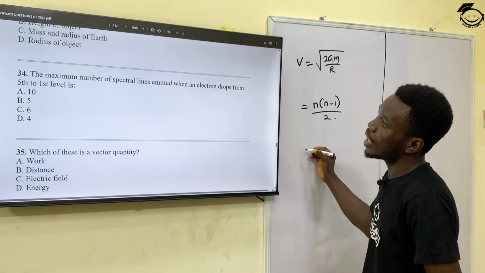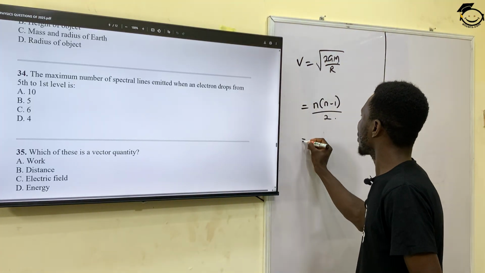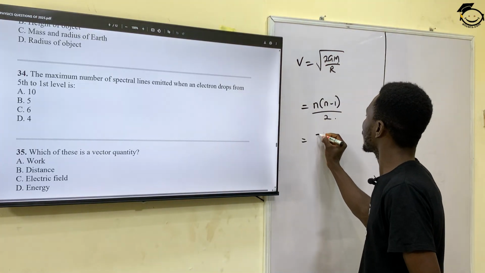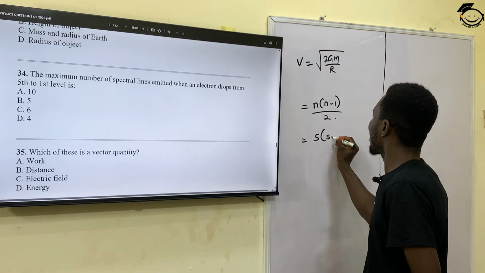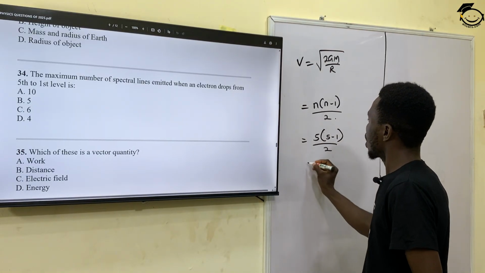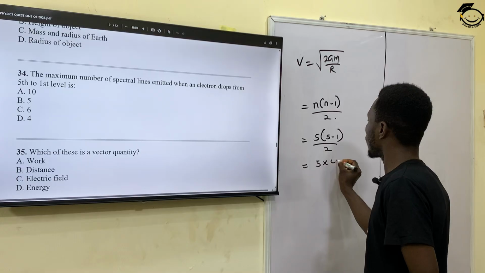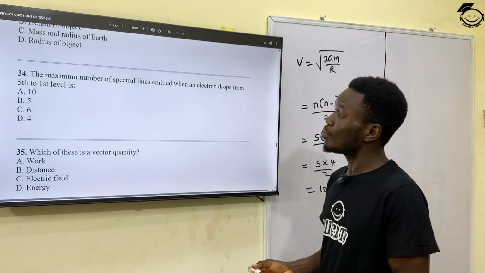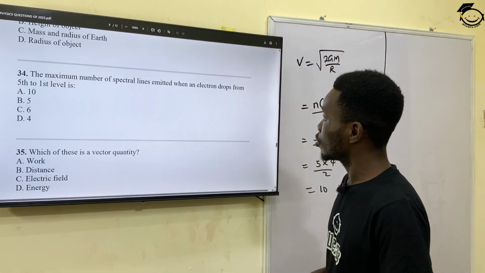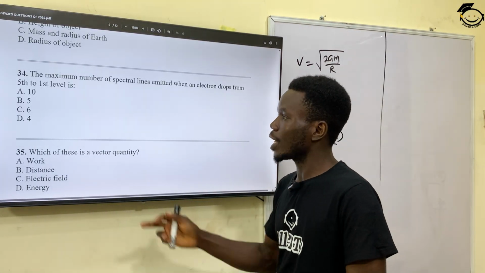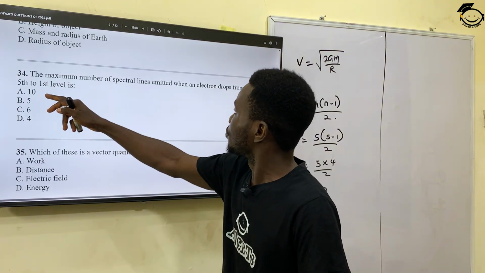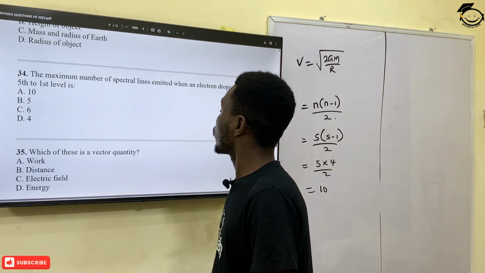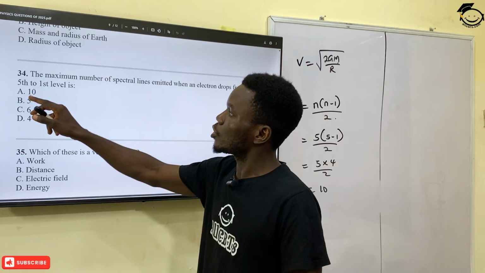And since I'm talking about the 5th level, it means my n here is 5, so I have what? 5 open bracket 5 minus 1 divided by 2, and that will give me 5 times 4 over 2, which will give me 10. It means that the maximum number of spectral lines emitted by an electron dropping from the 5th to the 1st level here is going to give me what? 10. That's the number of what? Spectral lines, which is option A.